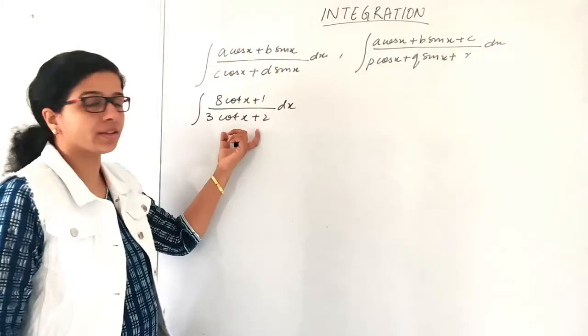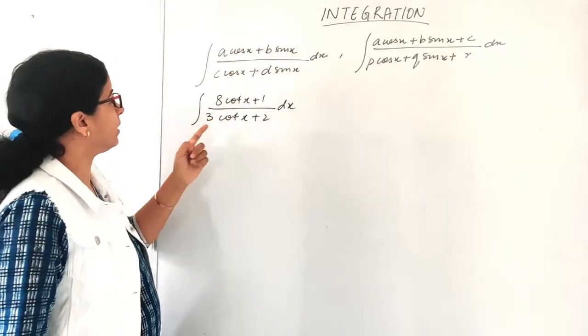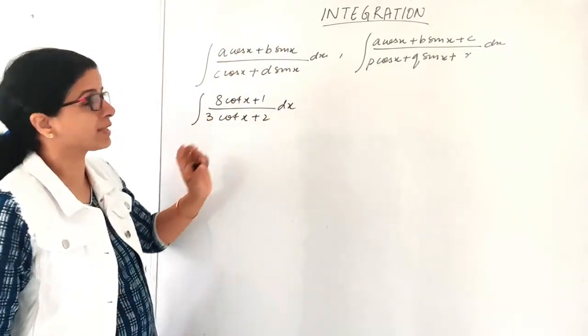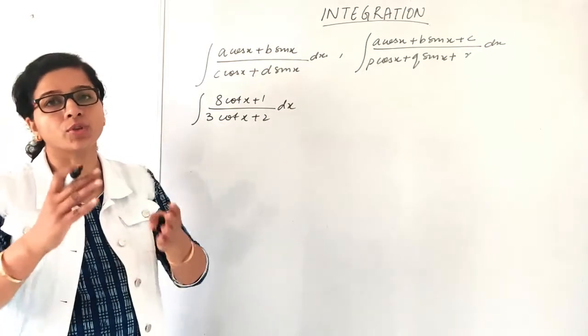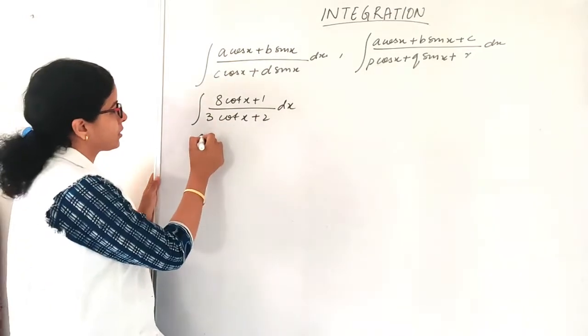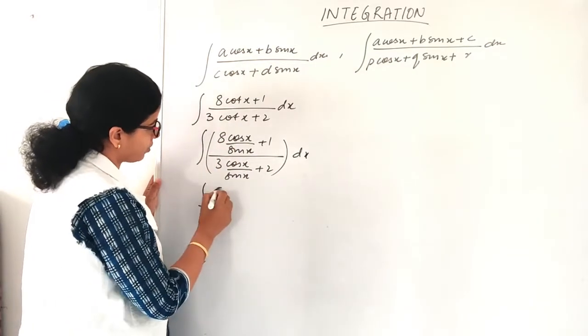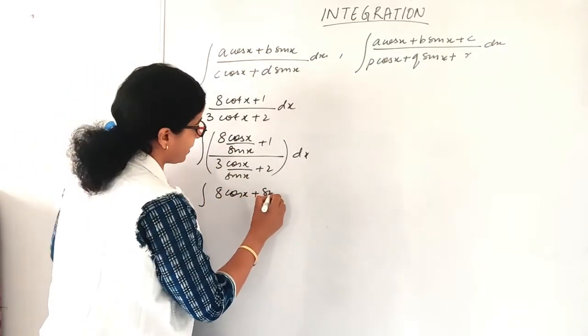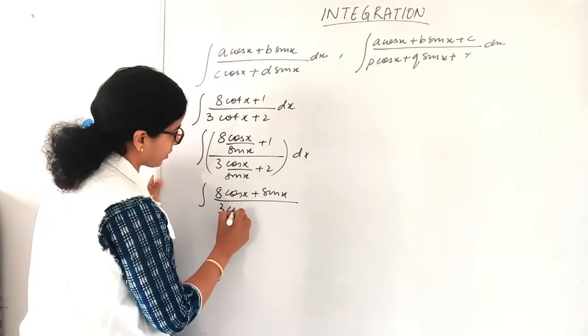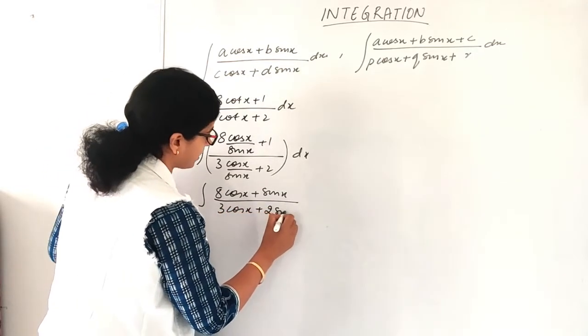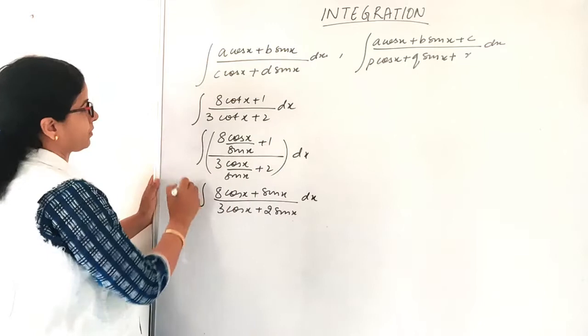So let us take this example, the integral of (8 cot x + 1) upon (3 cot x + 2) dx. Let us change cot x in terms of cos and sine. So it will get converted to (8 cos x + sin x) upon (3 cos x + 2 sin x) dx. Now this is of this form.